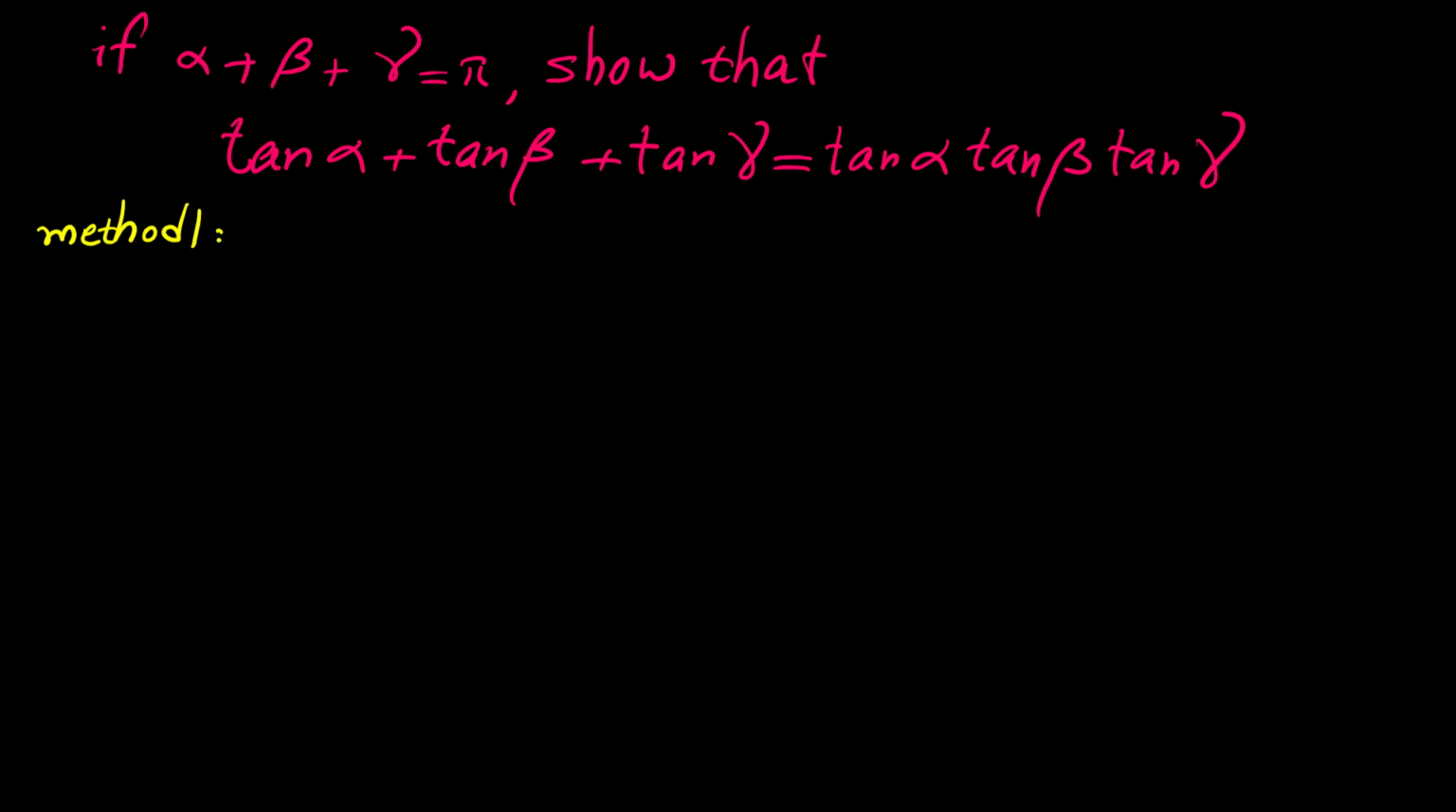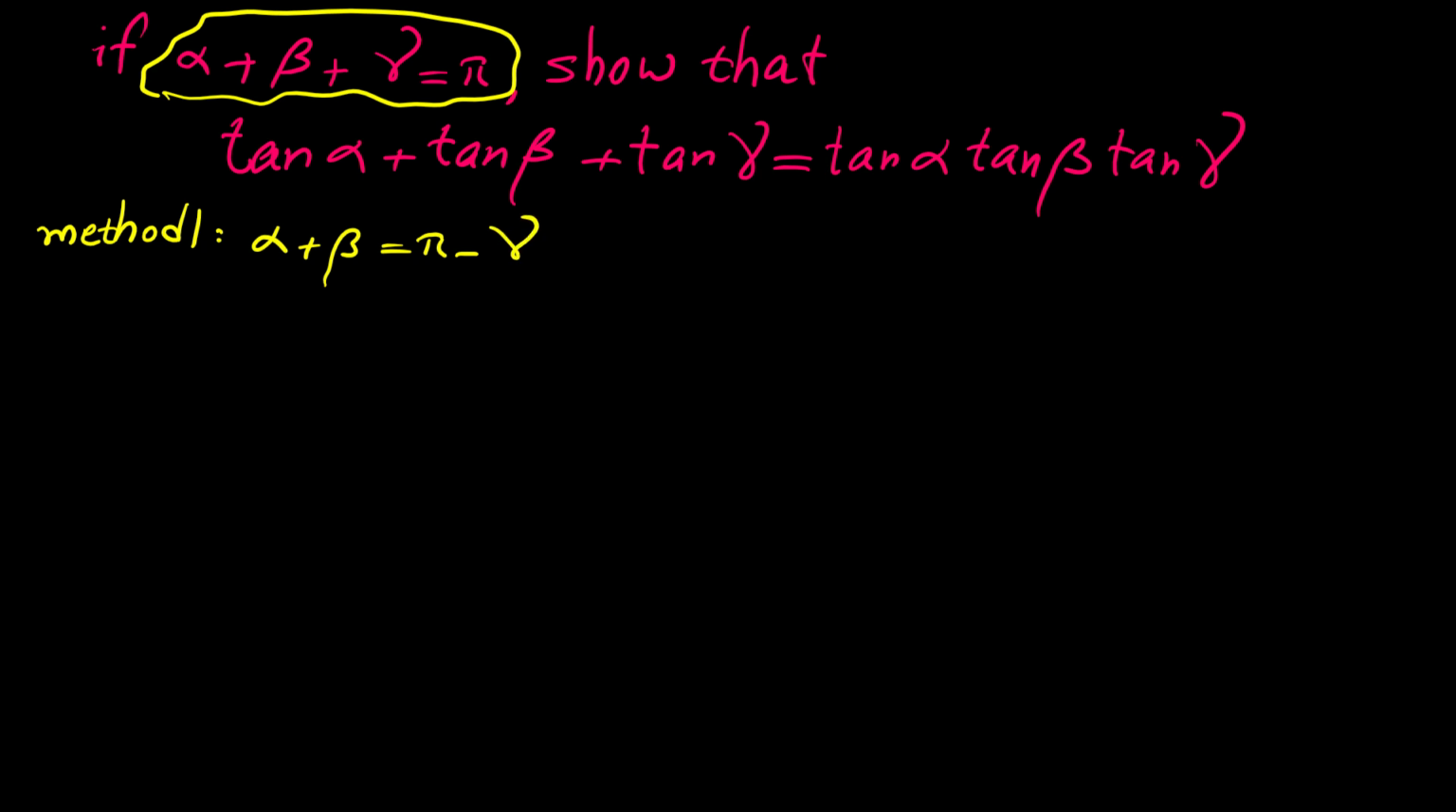Method 1. First, we start from this relation. The sum of alpha and beta and gamma is pi. From this relation, alpha plus beta equals pi minus gamma. We subtract gamma from both sides, and so alpha plus beta is pi minus gamma.